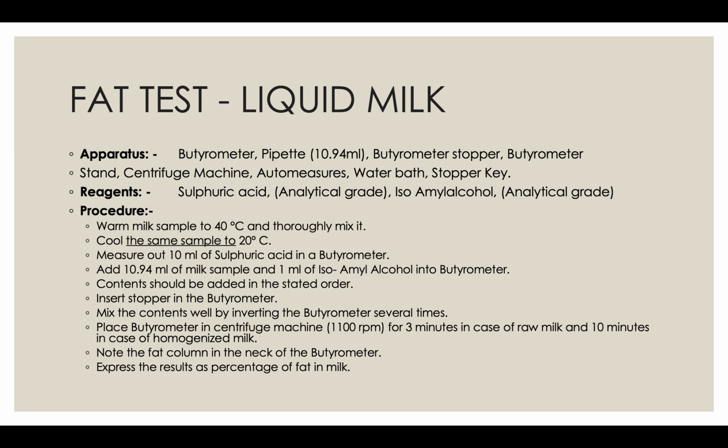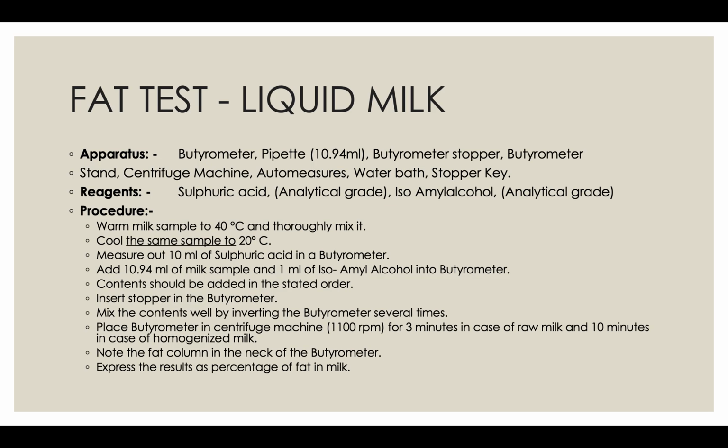First of all, warm the milk sample to 40 degrees centigrade and mix thoroughly. Then cool it down to 20 degrees centigrade. Then measure out 10 ml sulfuric acid in a butyrometer. Add 10.94 ml of milk sample and 1 ml of isoamyl alcohol in the butyrometer. Content should be added in the stated order.